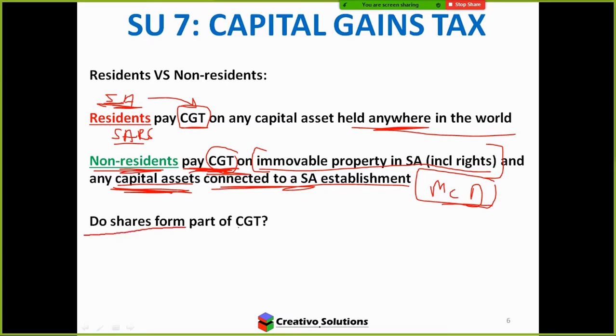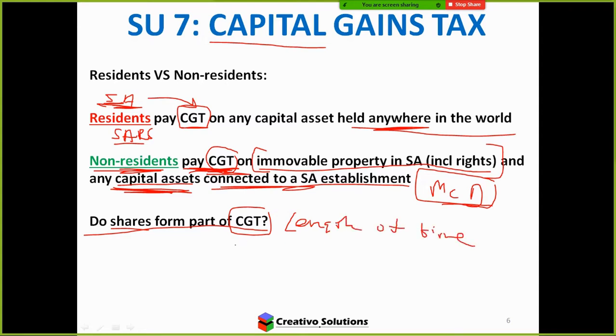Okay, do shares form part of CGT? What do you think? Would you consider shares as being a capital asset? It could be. In accounting, yes. So an investment could be considered an asset. So shares, depending on how long you've held them for, did I put a note here? No. Okay, it's the length of time.